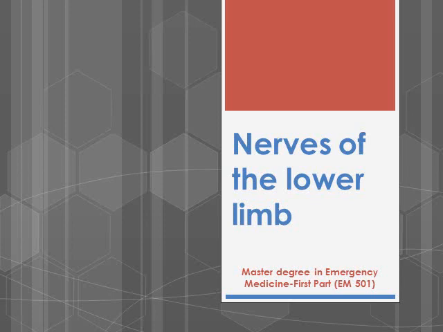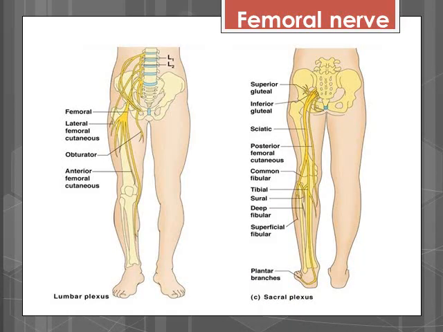In this lecture, I will talk about the nerves of the lower limb. The main nerves of the lower limb are the femoral nerve and the sciatic nerve. They arise from the lumbar and lumbosacral plexuses.